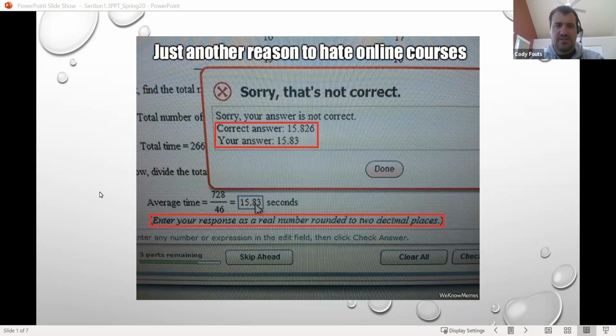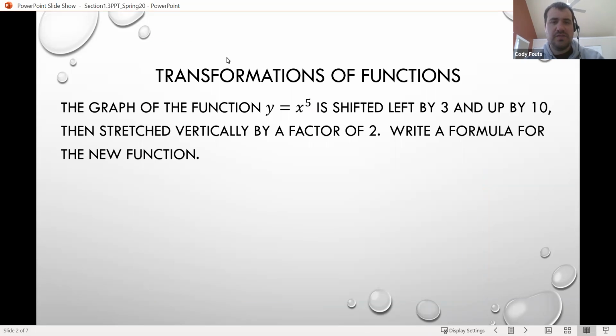Okay, so we are working on section 1.3 now, so just continuing the review of some stuff from Precalculus. And the first thing we have to look at here is transformations of functions. So looking at when we do transformations of a standard function, how the formula changes based on the different transformations that we have. So here we have the graph of the function y equals x to the 5th. It's shifted left by 3, up by 10, and then stretched vertically by a factor of 2, and they want us to write a formula for the new function.